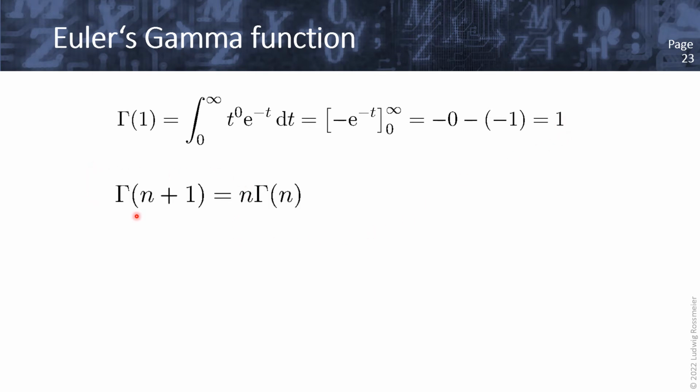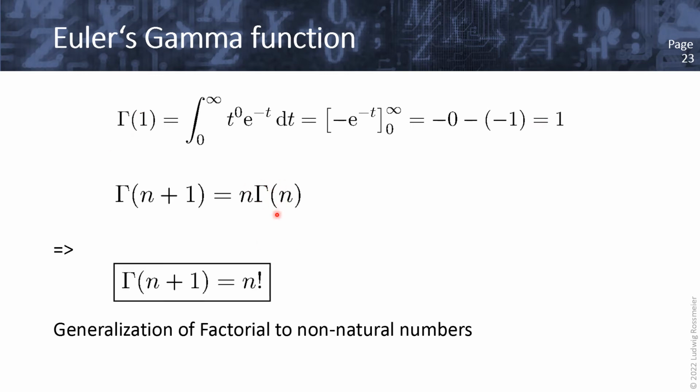This is the equation from the previous slide, this induction equation. And if I start with gamma of 1 equals 1, I can conclude that the gamma of n plus 1 is the same as the factorial of gamma of n. So that means the gamma function is a generalization of the factorial to non-natural numbers, because n is never claimed to be a natural number.